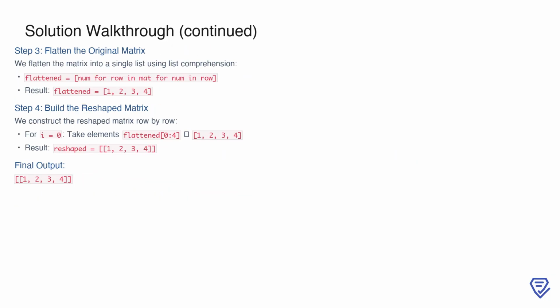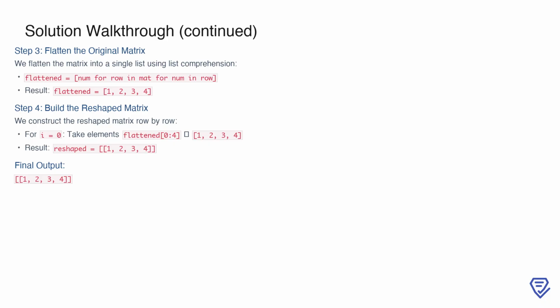After confirming that reshaping is possible, the next step is to flatten the original matrix into a one-dimensional list. This can be done efficiently using list comprehension. For each row in the original matrix, we extract the individual numbers and combine them into a single list. The flattened result is 1, 2, 3, 4.